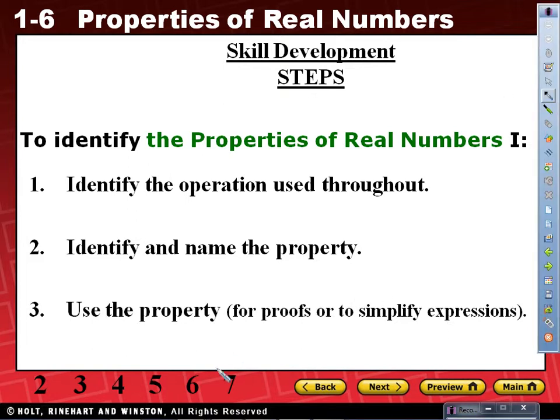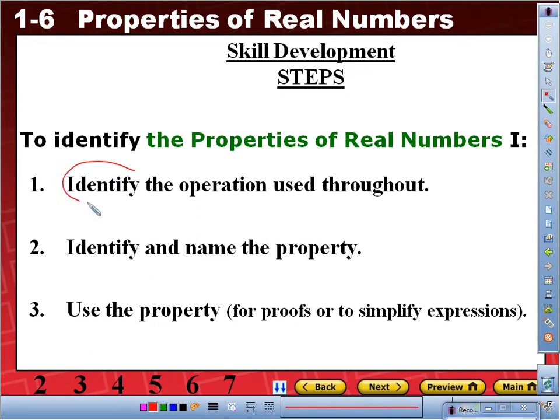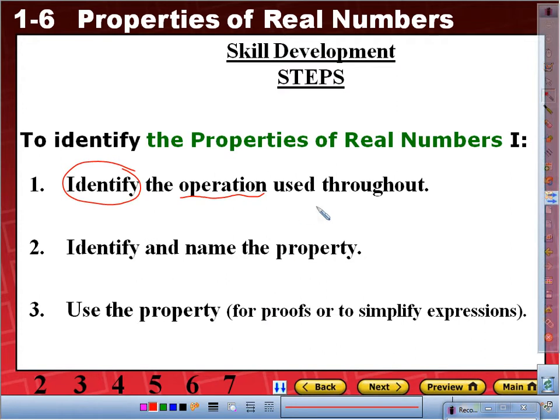So, things to circle on your notes. Step one, identify and underline operation. That's the very first thing you're going to do: identify the operation throughout. Step two, circle identify, and also circle name, underline property. So we're going to identify and name the property. And step three, we're going to use the property. And since you guys like to argue, today we're going to use it for proofs. And that's going to help you argue. Not with your parents, probably, because you're going to be like, yeah, well, the commutative property says no. That's going to be for here in class.